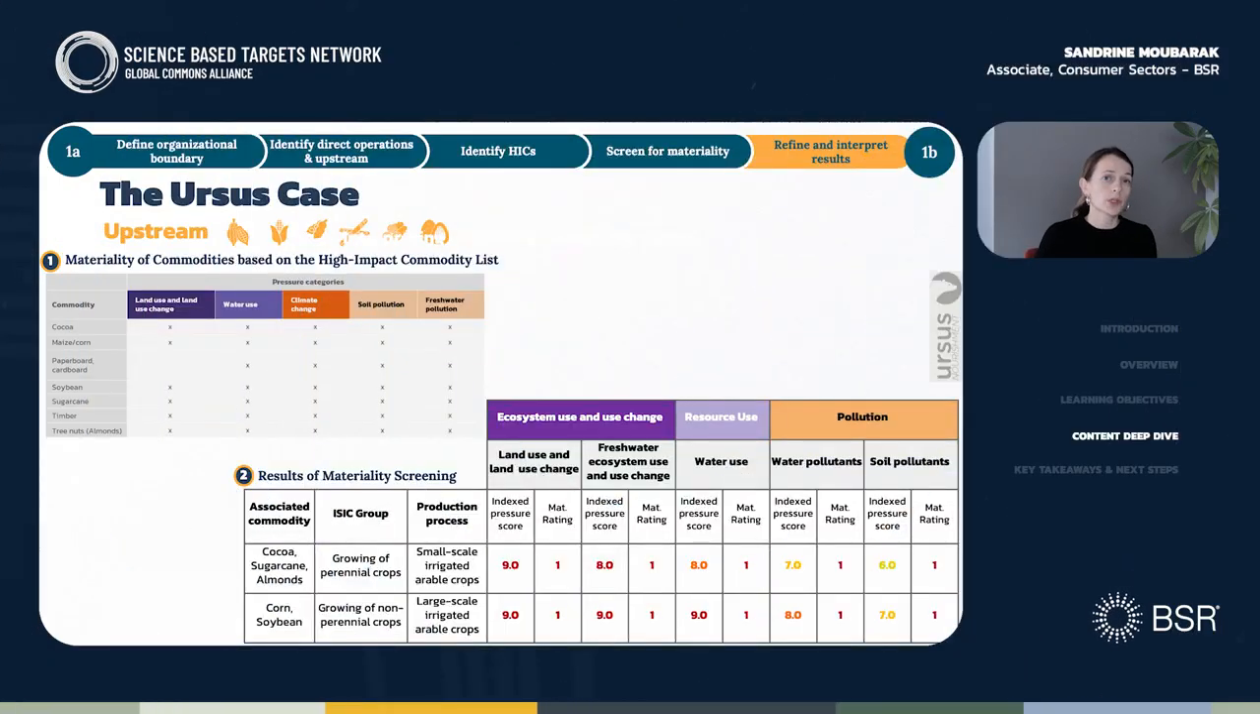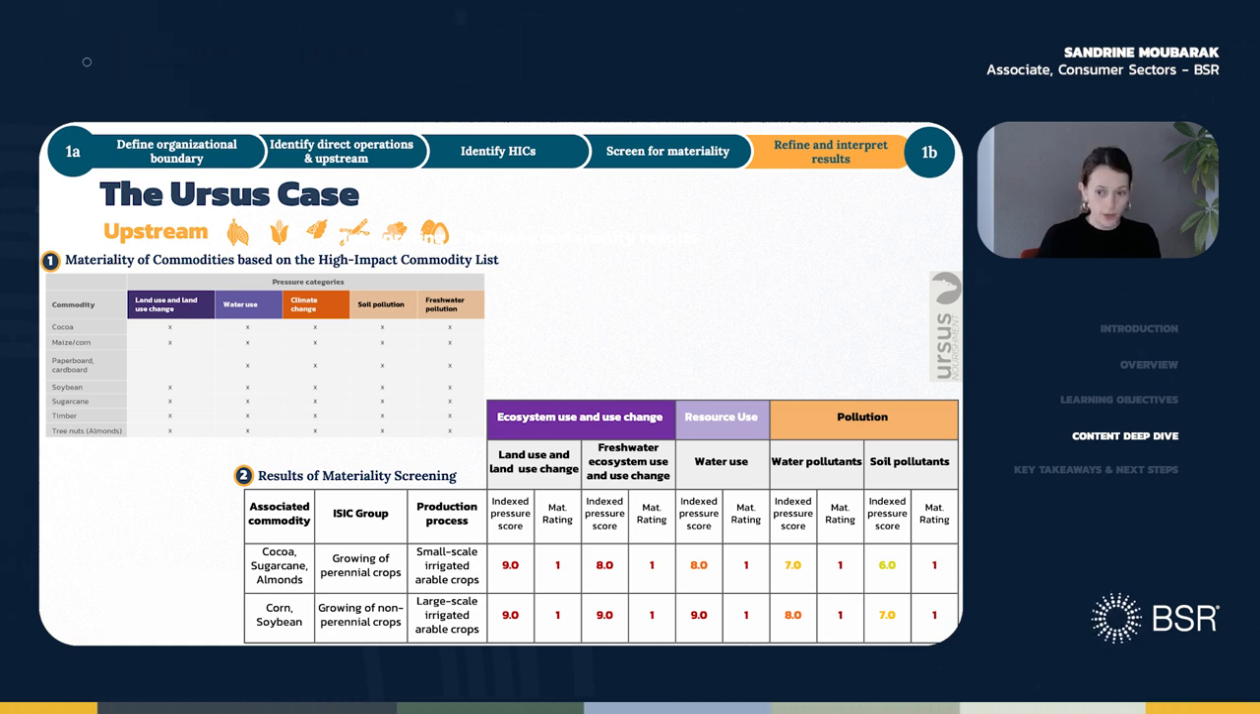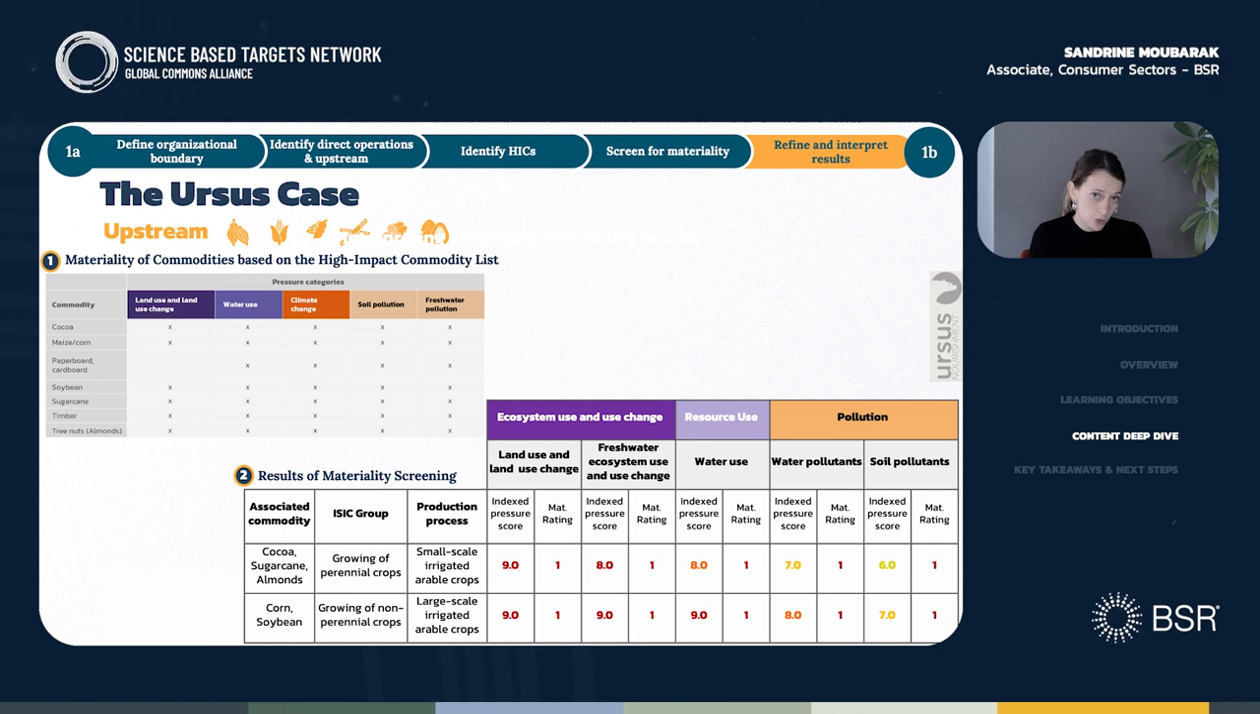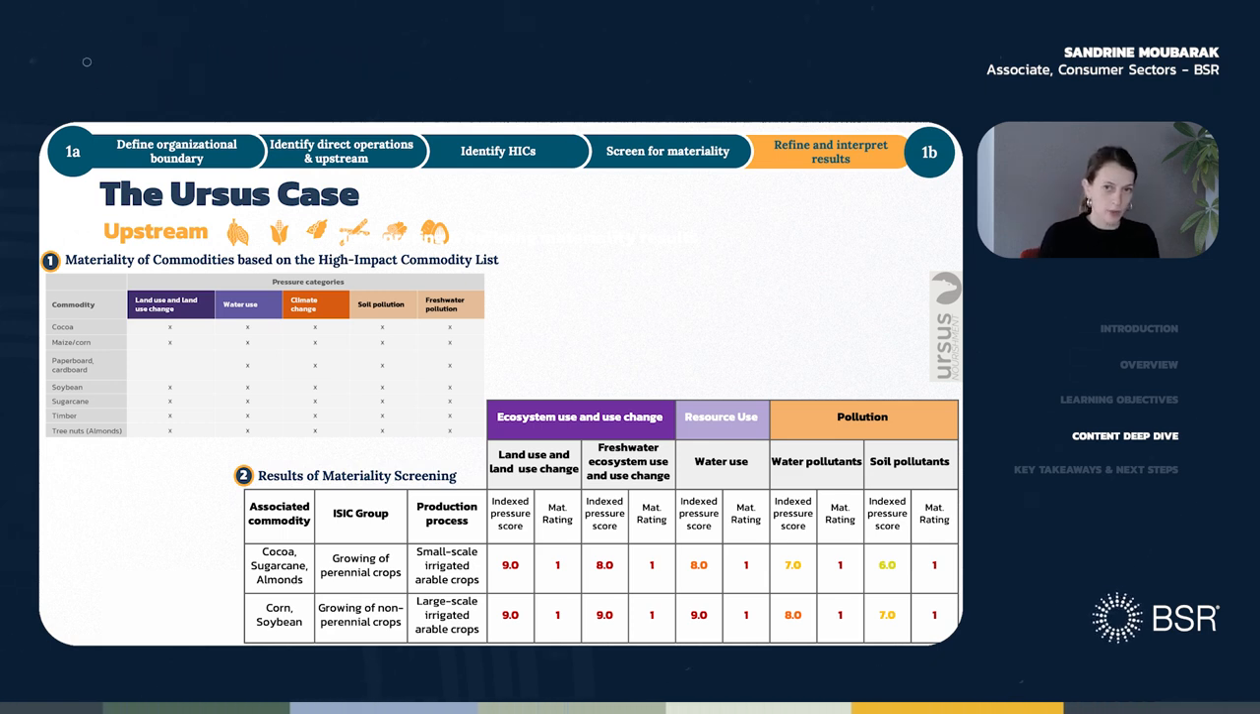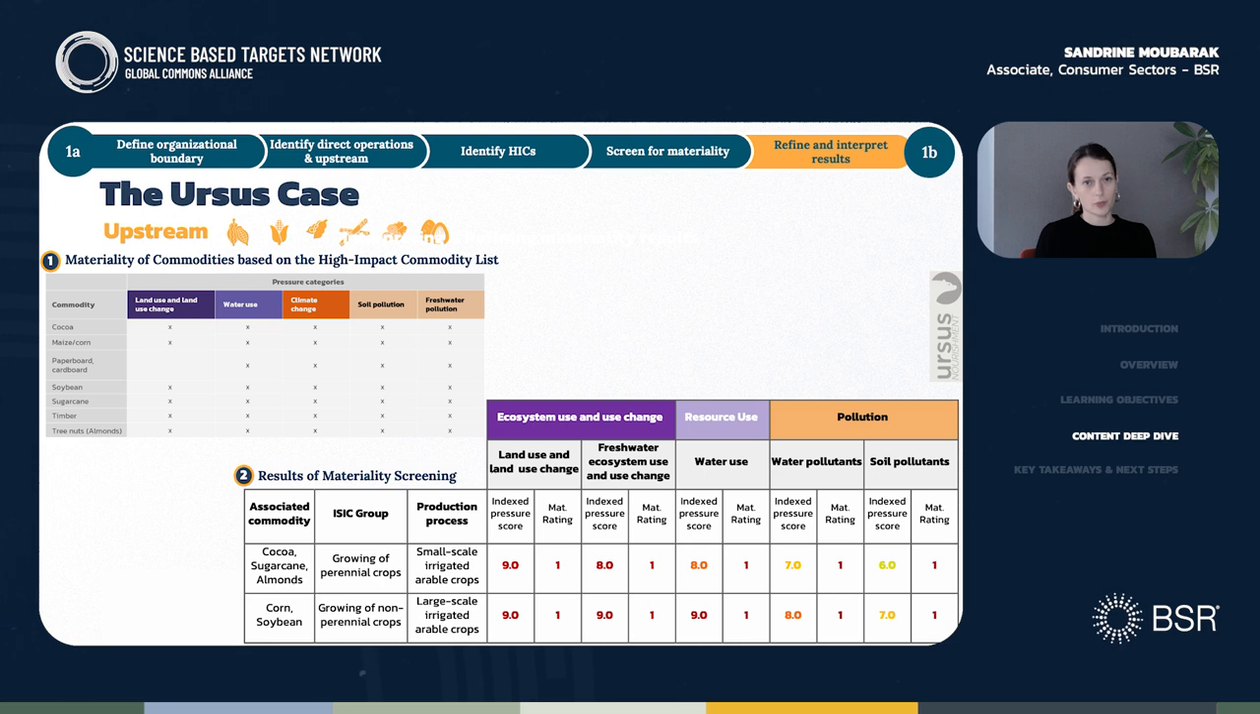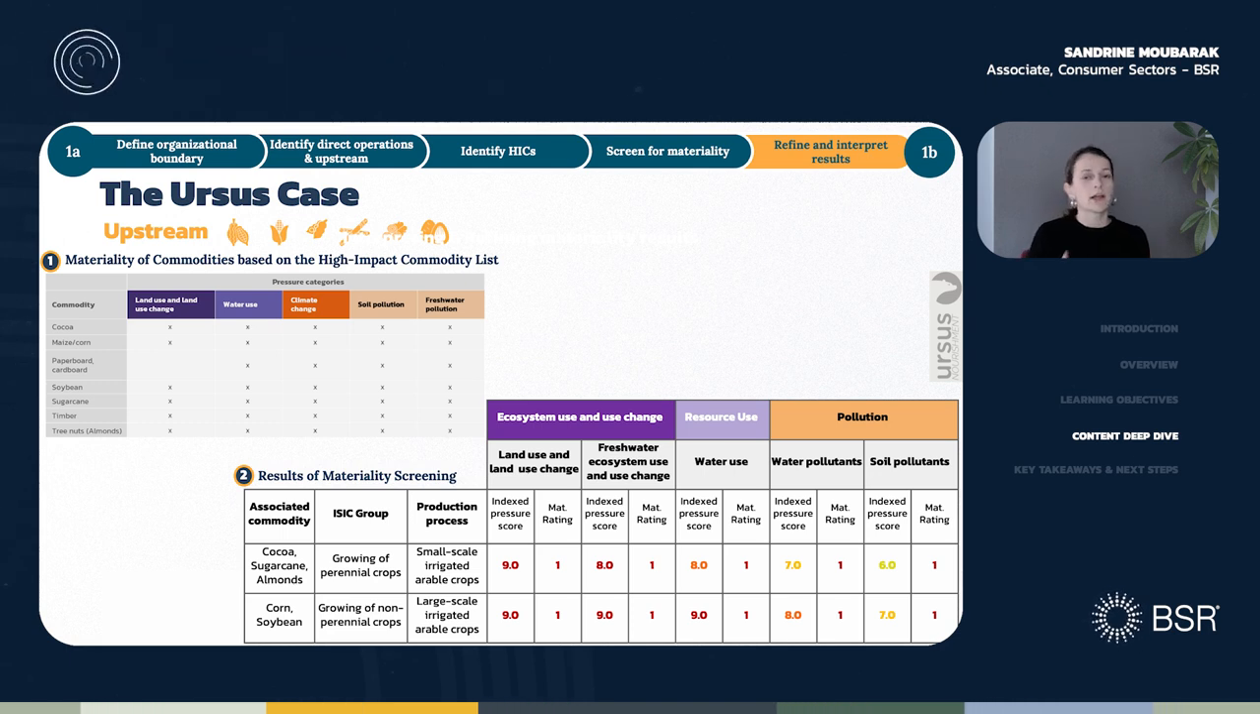Moving on to the upstream segment, the URSUS team carried out the screening exercise using both the SBTN materiality screening tool and the high impact commodity list. In this example, we only show the results of the high impact commodity list, which incorporates information from the screening tool and complements this with insights from additional research.